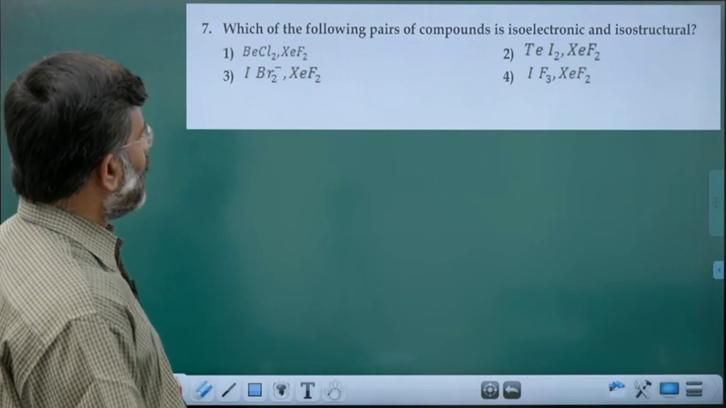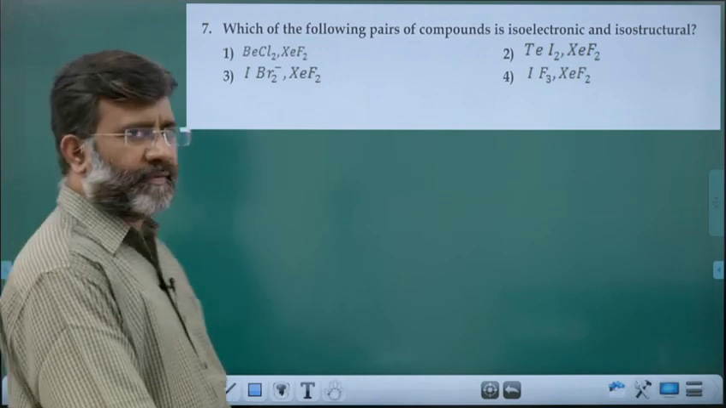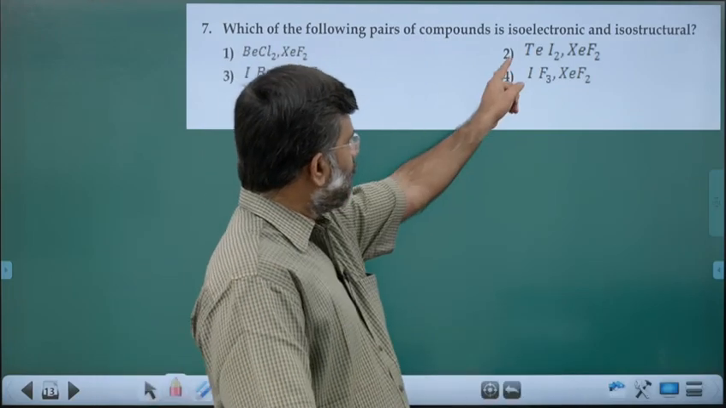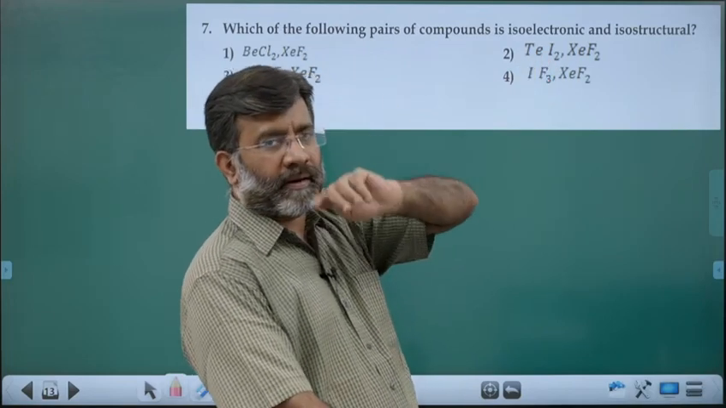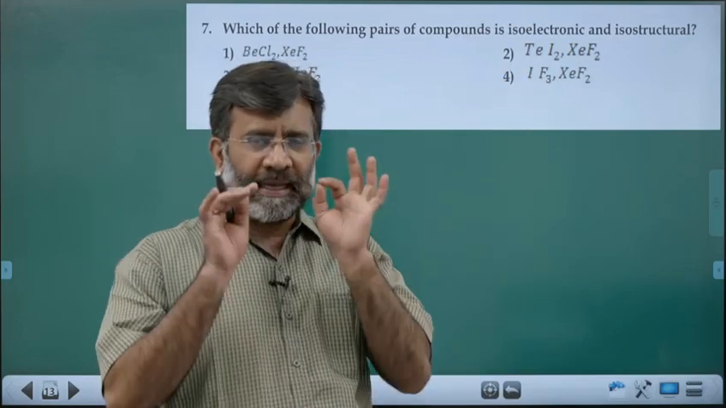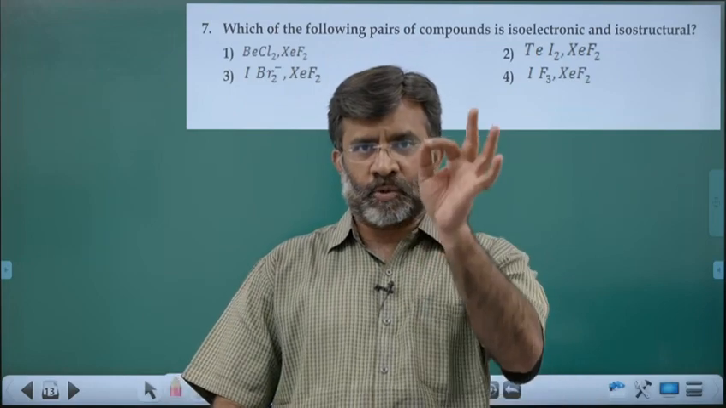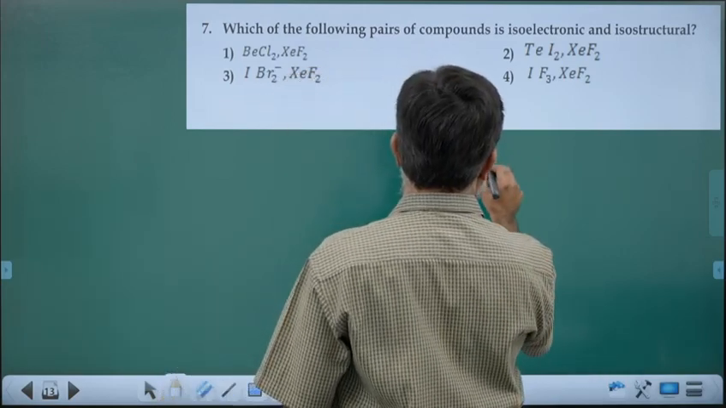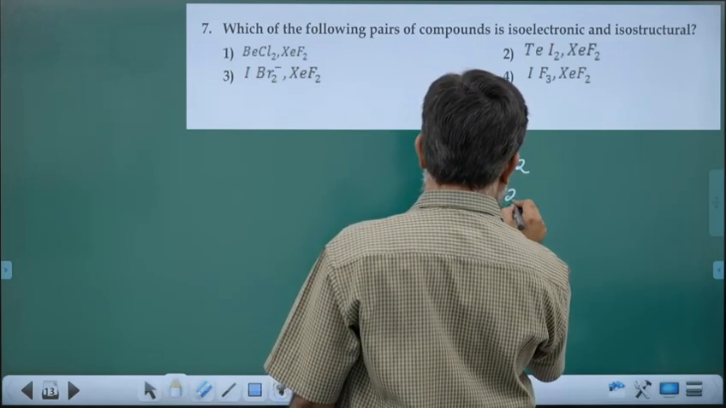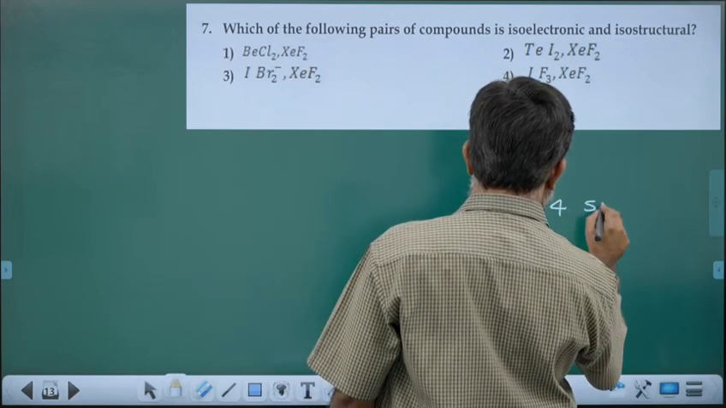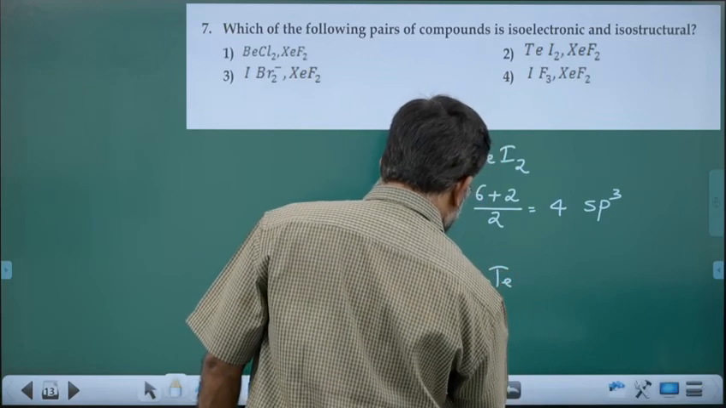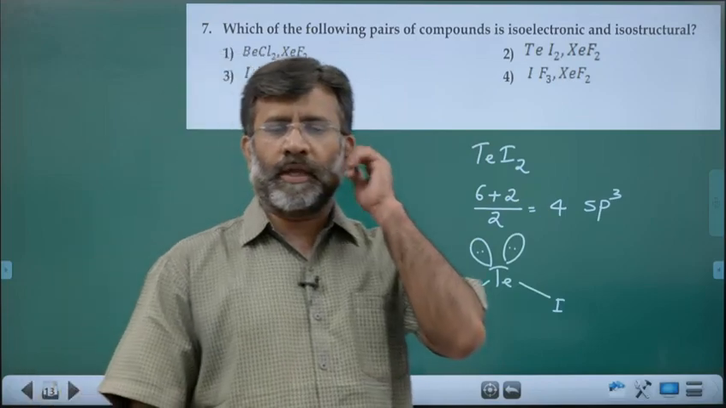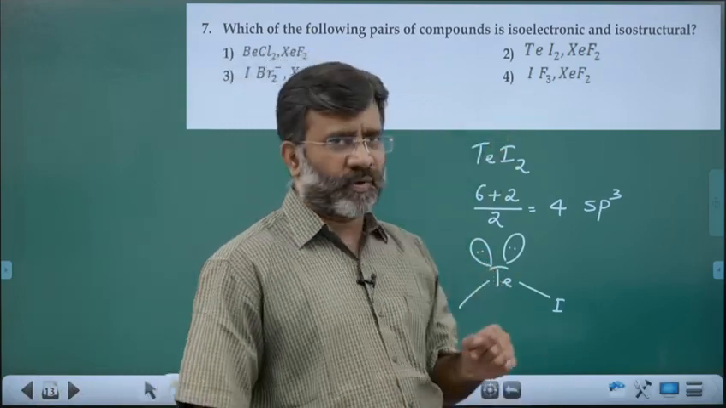What about TeI2? TeI2, XeF2. XeF2 is linear. TeI2 is bend shape. Tellurium, oxygen family, 6 valence electrons, 6 plus 2, 8 electrons, 4 pairs, sp3 hybridization. So TeI2 is sp3 hybridization and angular shape, AB2E2 type. TeI2: 6 valence electrons, surrounding monovalent atoms 2, divided by 2, you are getting 4, which means sp3 hybridization, and it will go for 1, 2, 1 iodine here and 2 lone pairs. It is an AB2E2 type molecule, angular molecule, while XeF2 is linear in shape.